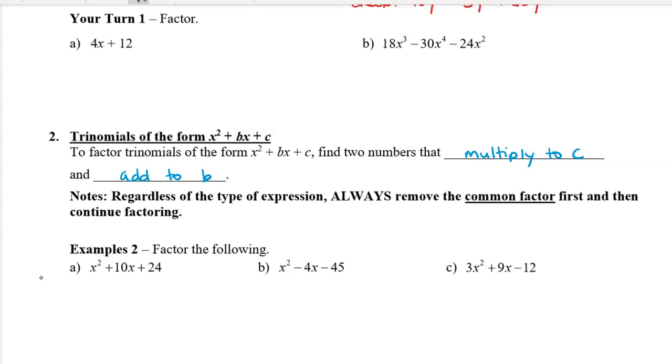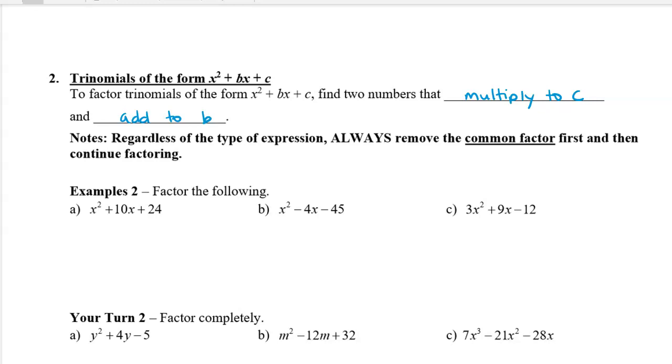Now, regardless of the type of expression, the first thing we always want to do is factor or remove the common factor first, and then we continue factoring. But what I want to focus on right now is just how to factor a trinomial. If you take a look at this first example, we have x squared plus 10x plus 24. There is no greatest common factor, so we're going to go straight to factoring this using the method that I just outlined above.